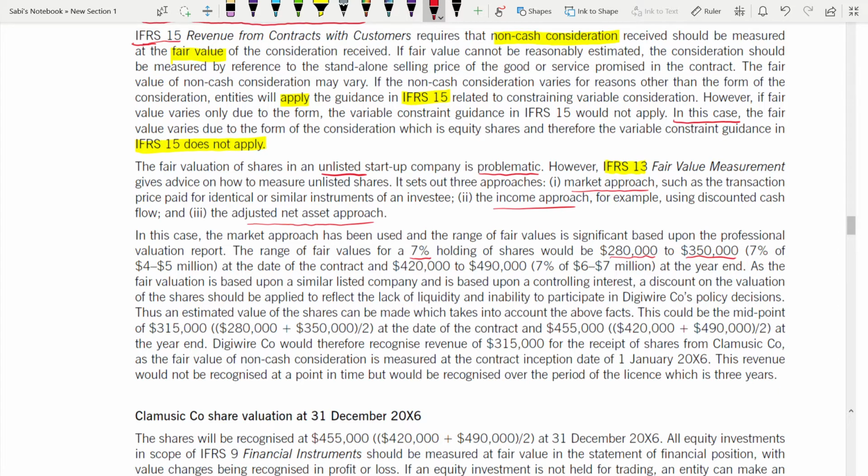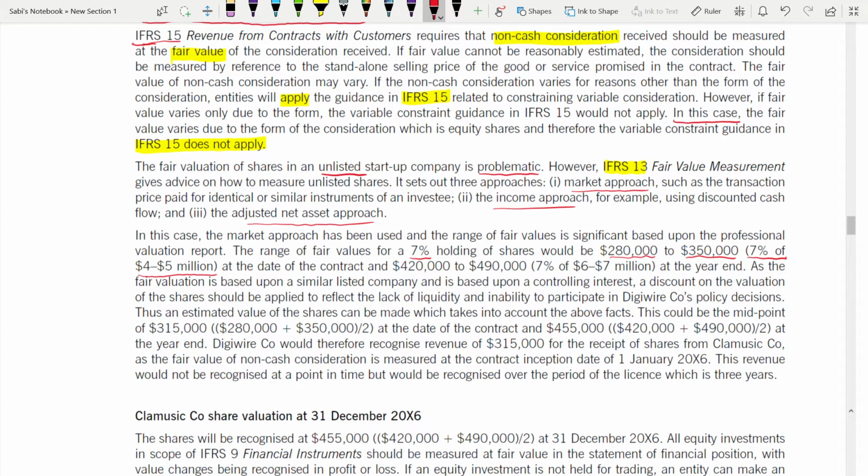Here they have given it in the bracket also, given in a bracket like this to make it easy to understand. You don't have to show a separate working for how you got 280 and 350,000. These are some small tips, smart techniques. Don't go and write under workings. You can write it in the bracket also: 7% of 4 and 5 million.